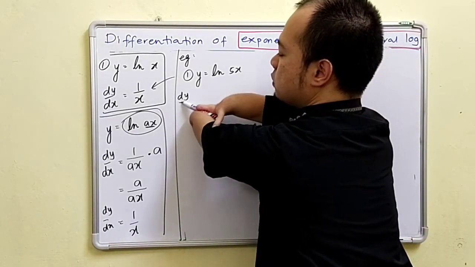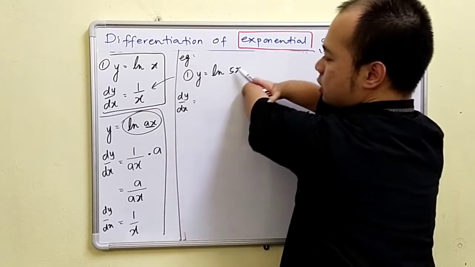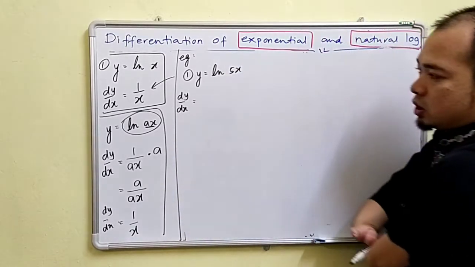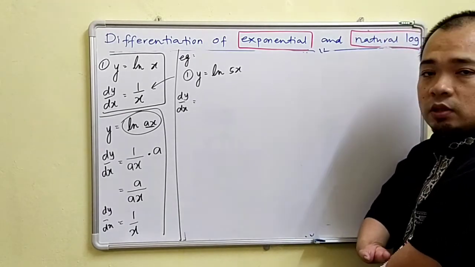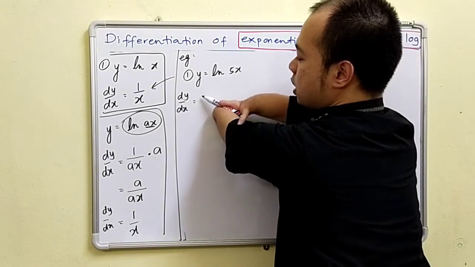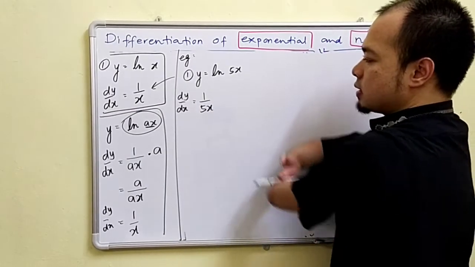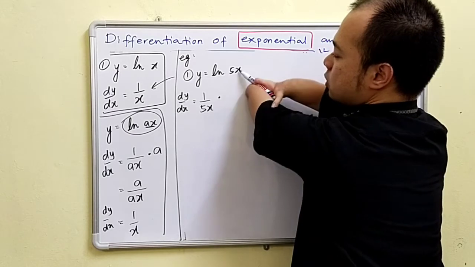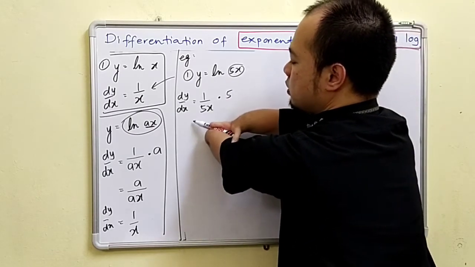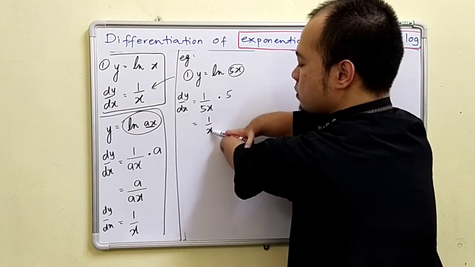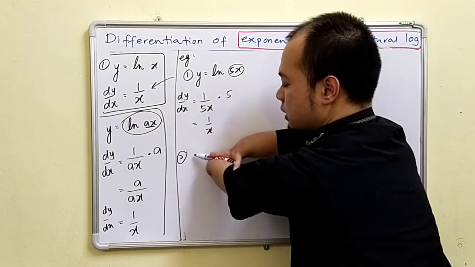In order to find dy over dx, so this is a constant, apply like this. So what type of function is this? Ln function. So when you want to differentiate ln function, it will become reciprocal. So ln 5x, it become 1 over 5x. Then multiply, differentiate this, multiply by 5. So simplify, we will get 1 over x.